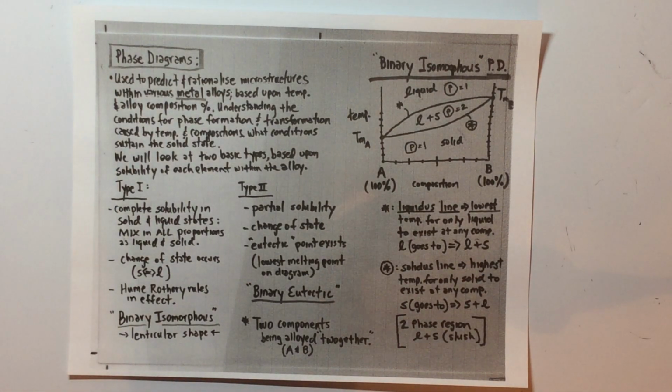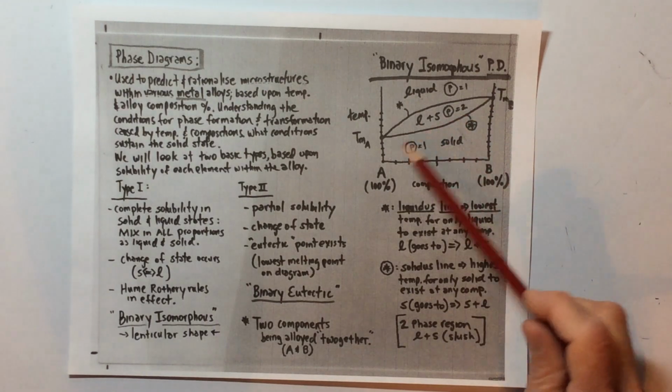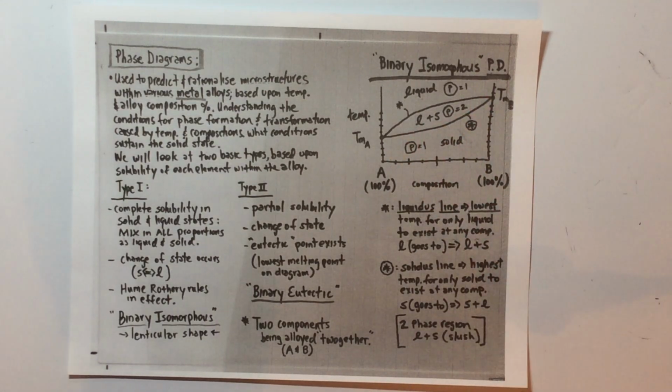You will always know a binary isomorphous diagram by its shape. We've given it what we call a lenticular shape on the diagram, which is displayed currently right here as we put in class. We'll go over this in just a minute.